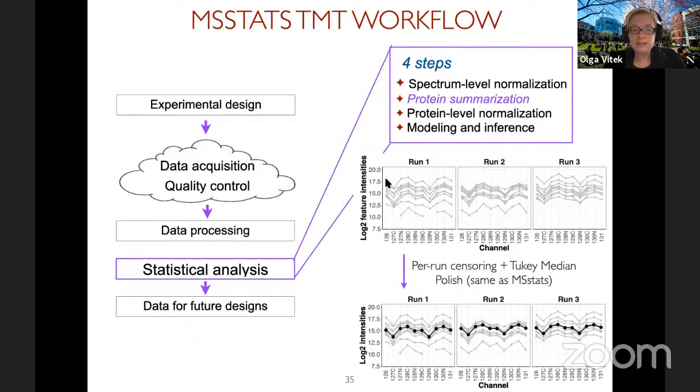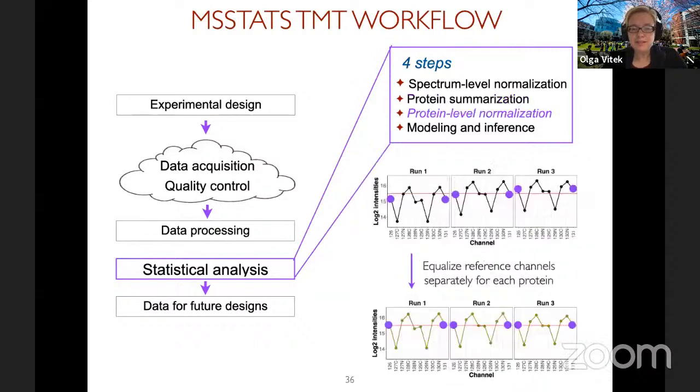So let's say in this data set, the first and the last channels are reference channels. So they're summarized just as any other channel, across all the features which are present here. And so now these are the summaries. These are the summaries of the endogenous intensities, but we have a similar summary, obtained in the same way, for the reference channels.